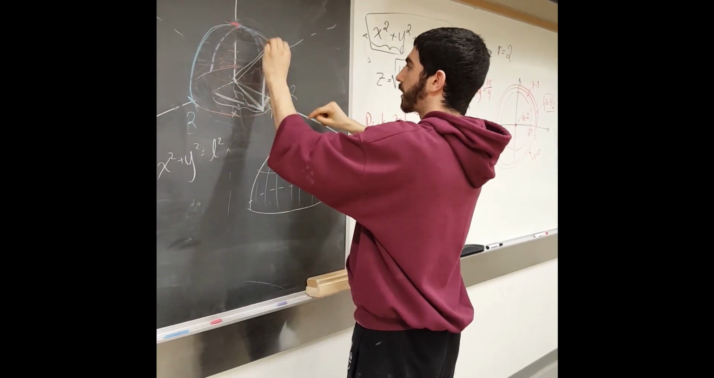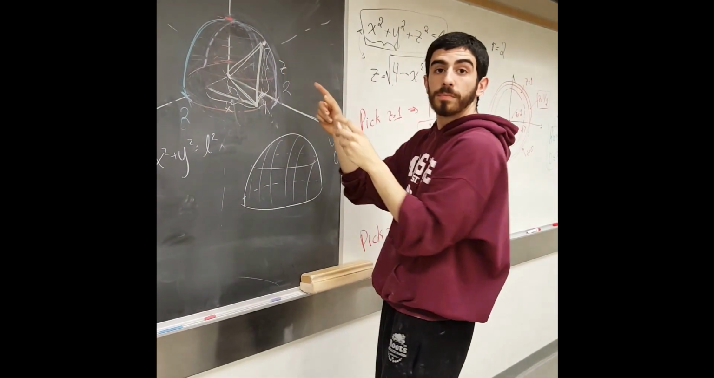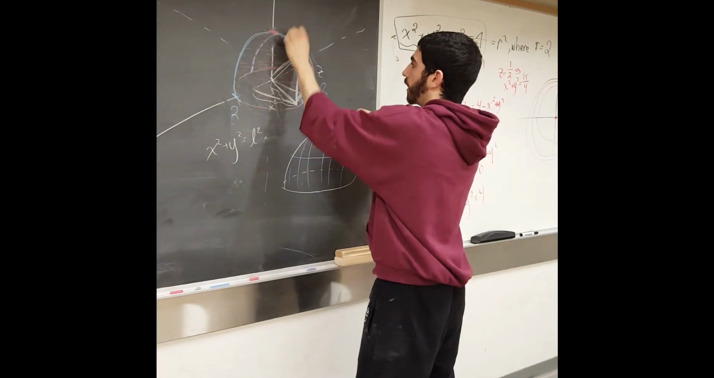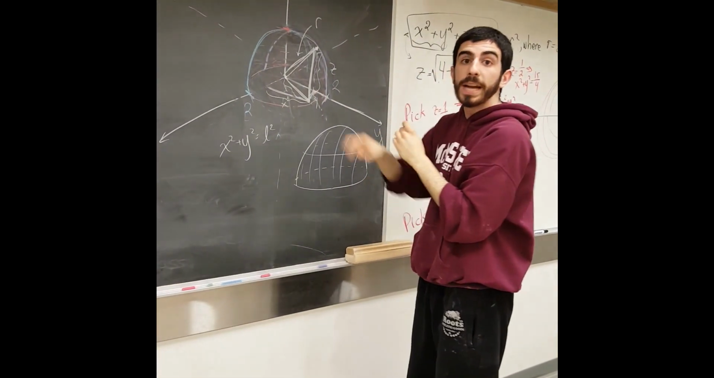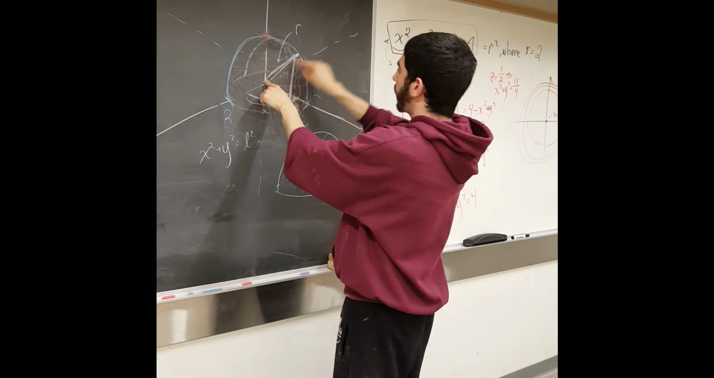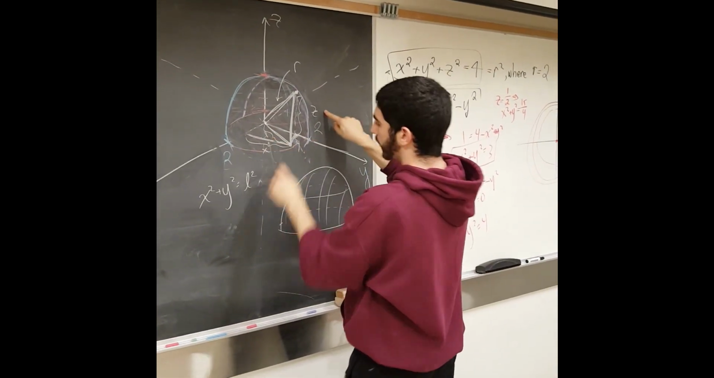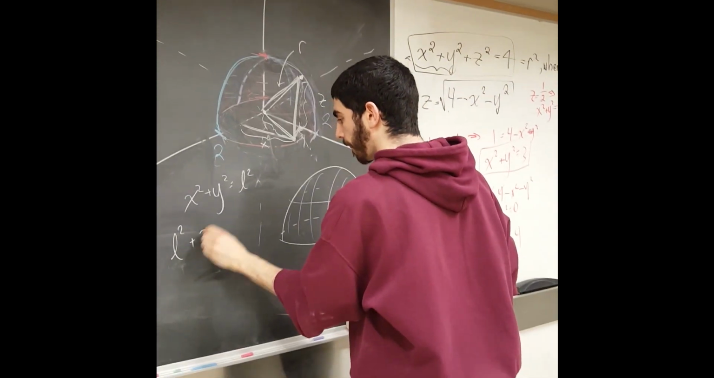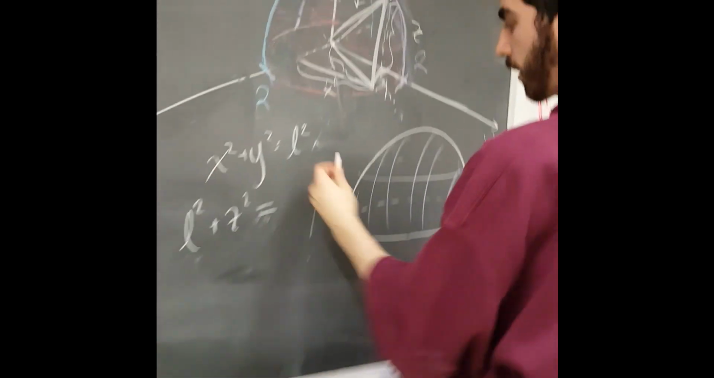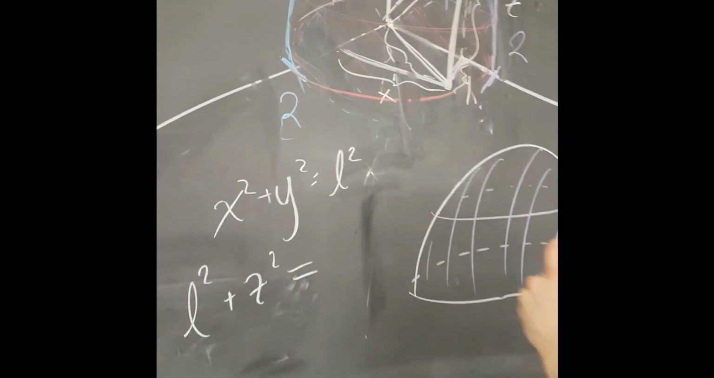What is this height? This height is z. What is this thing? This is r, the radius of the sphere. This is the point from the origin to the point on the sphere. So what do I get? But now I also get L squared plus z squared equals r squared. Are you with me? Is this right?